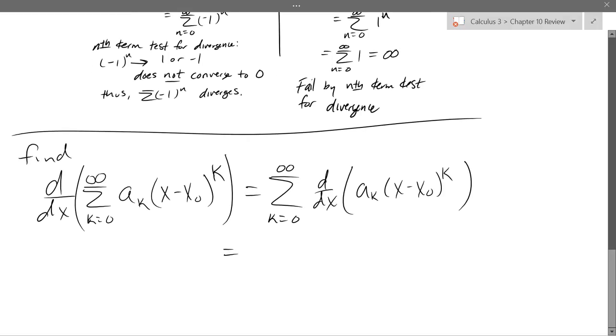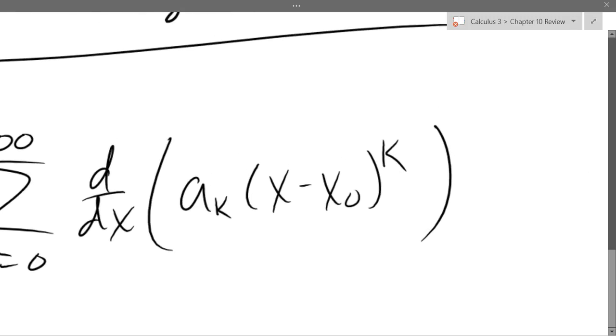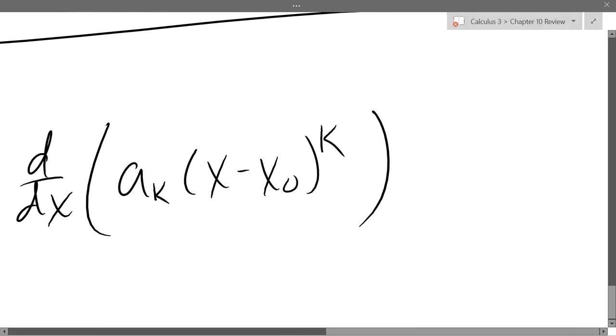So what variable does our derivative care about? x. It doesn't care about k. Our sum cares about k, but the derivative cares about x. So I'm going to zoom way in so you don't look at the scary sum. All right, a_k is a number that depends on k, not on x. So a_k is a constant as far as the derivative is concerned. What about (x minus a number) to the k power? What rule do I use for that second part?